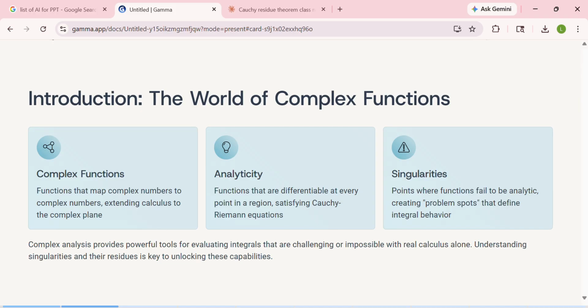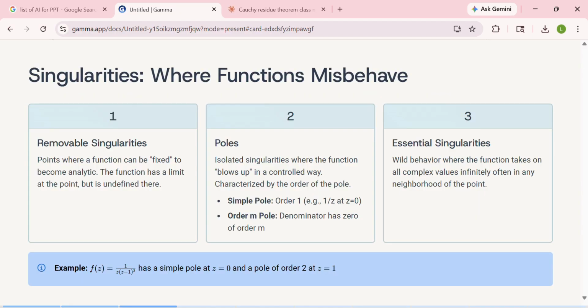One of the important topics of complex integration is Cauchy's residue theorem. To study Cauchy's residue theorem, we need to know the singularities. What are singularities? The points at which the function is not analytic, ceases to be analytic. There are three types of singular points: removable singularities, poles, and essential singularity. These are all the types of isolated singular points.